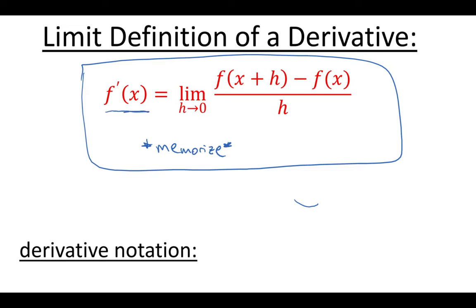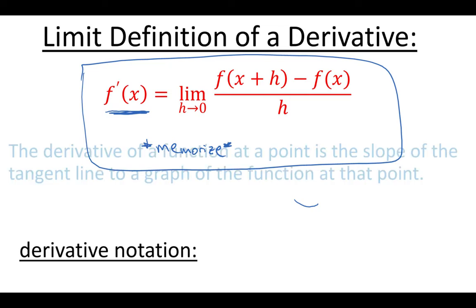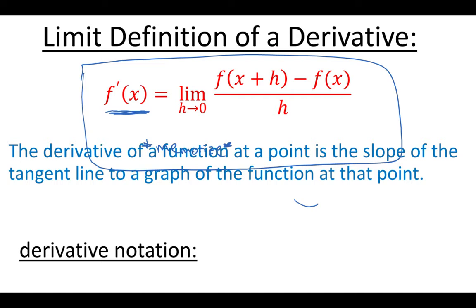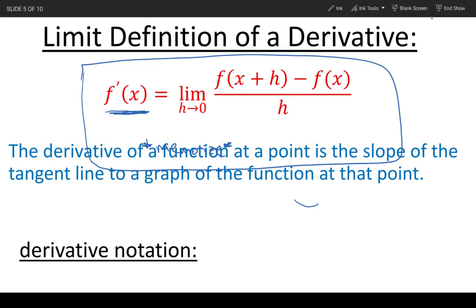Notice the notation here. The way that you pronounce that is f prime of x. And that's the notation we're going to use for a derivative. f prime of x equals the limit as h goes to 0 of f of x plus h minus f of x over h. And sorry, I can't see that so well.